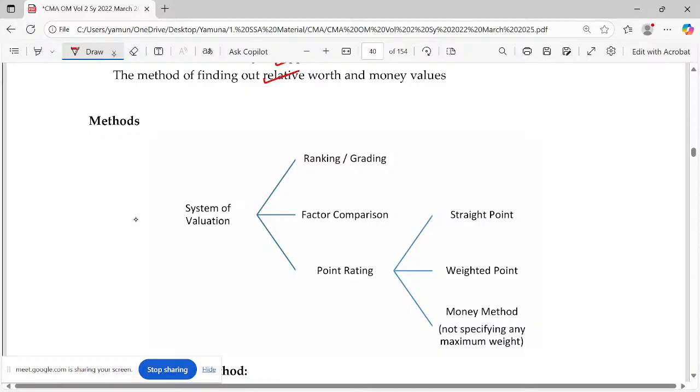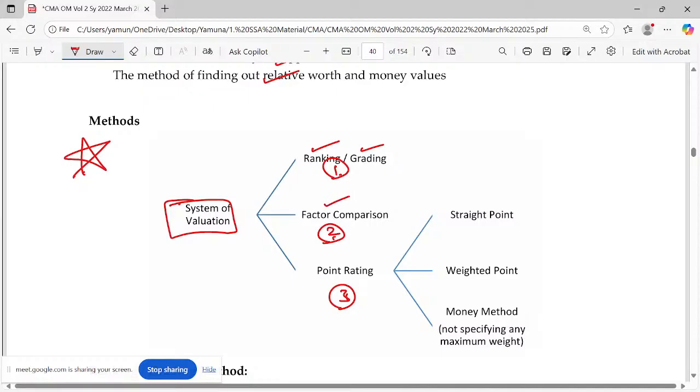So what are the methods we use? Please try to understand this one. You might be expecting this as a one-word question. The system of evaluation usually involves three methods: one, two, and three. The first one is ranking, also called the grading method. The second is the factor comparison method.